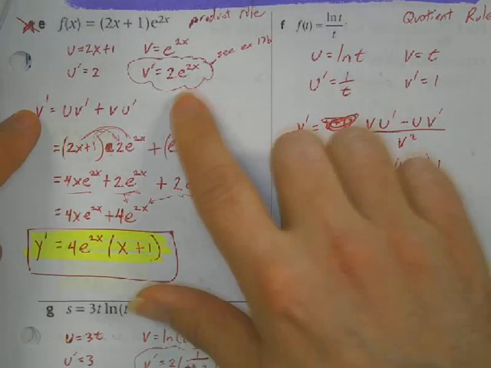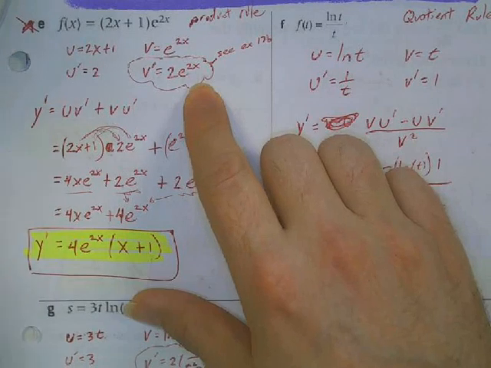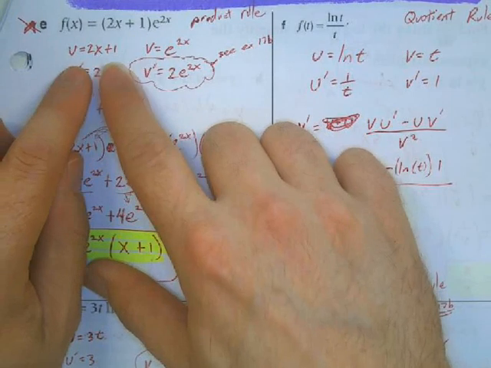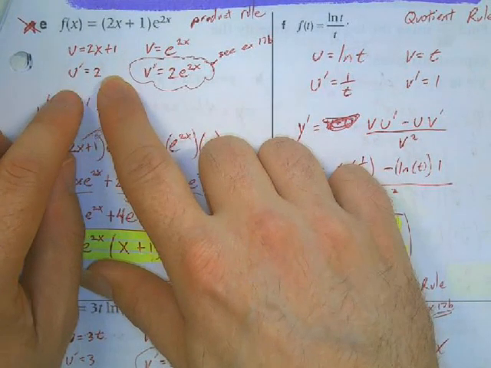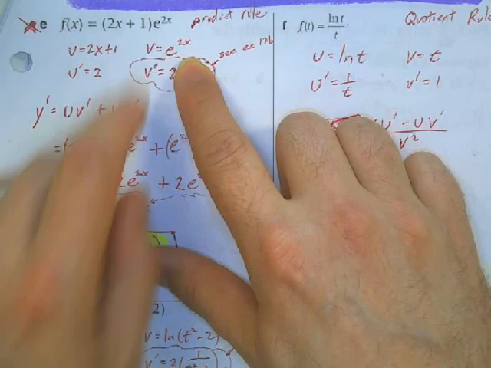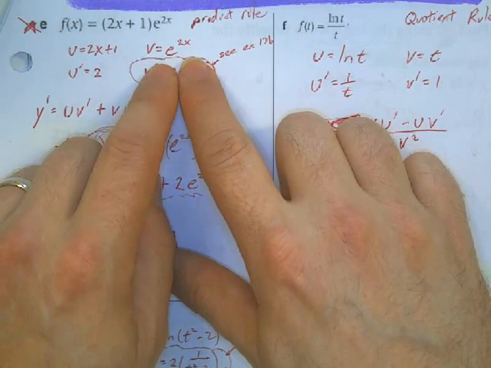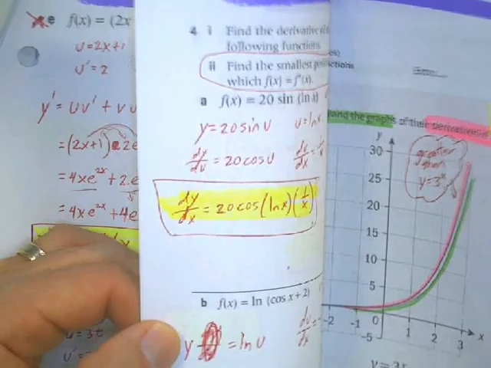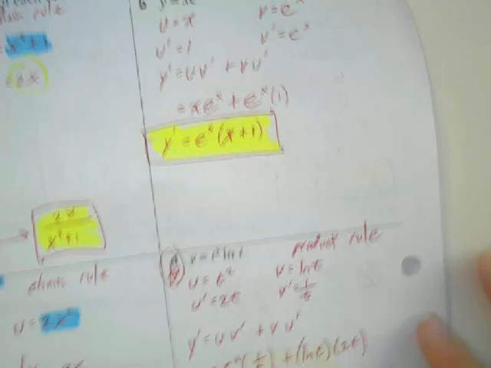And this one here, let's talk this through. So u is equal to 2x plus 1. The derivative of 2x plus 1 is 2. V is equal to e to the 2x. So remember we did something like this on the previous page. Remember where I said... where did it go?